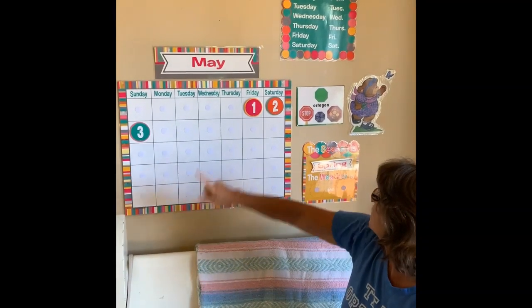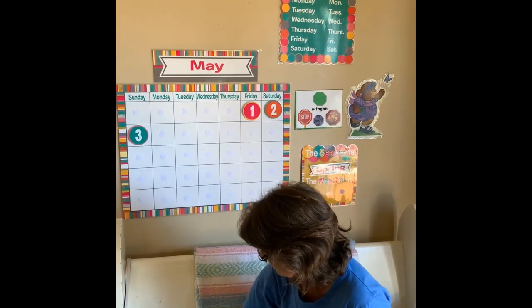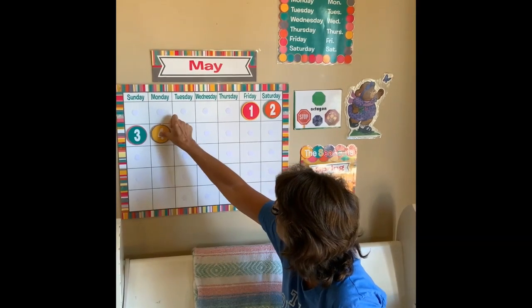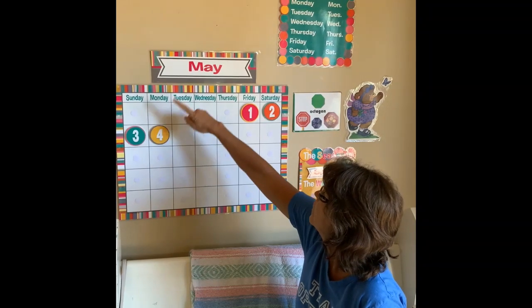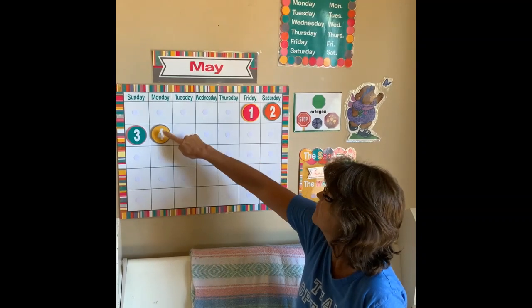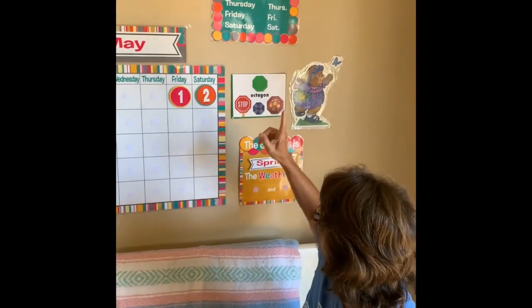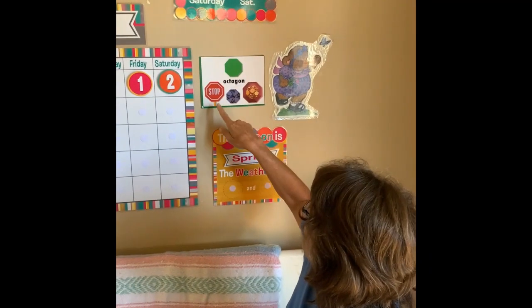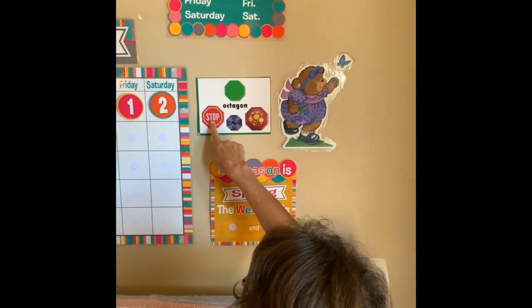Now let's count. 1, 2, 3, 4. Today is Monday, May 4, or Monday, May 4th. Okay? Then we have a new shape, and it's an octagon. This is the shape of an octagon. Stop signs are shaped like an octagon.